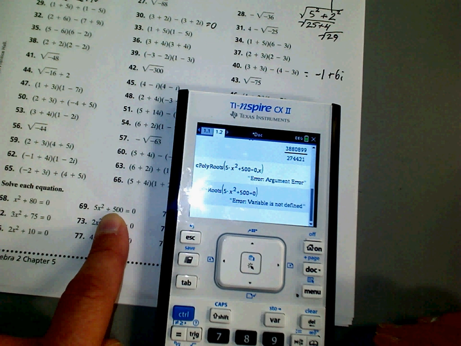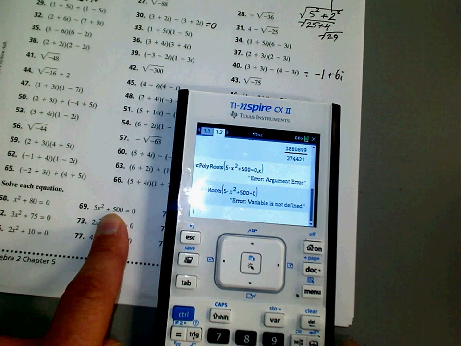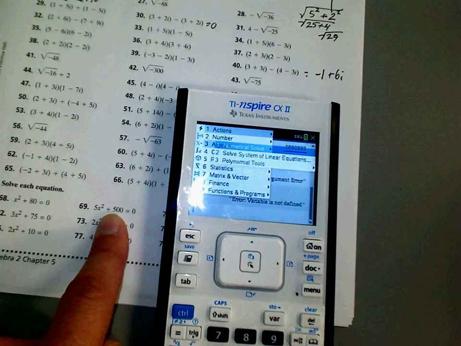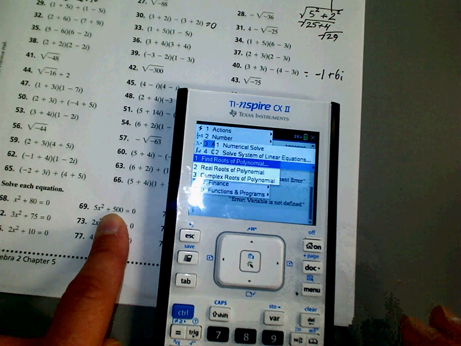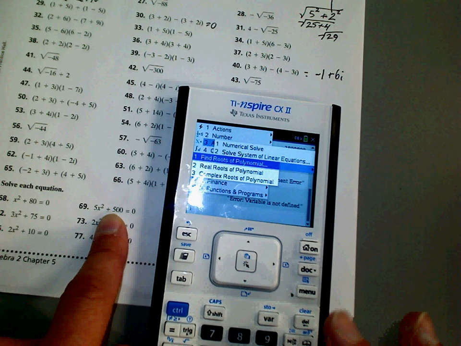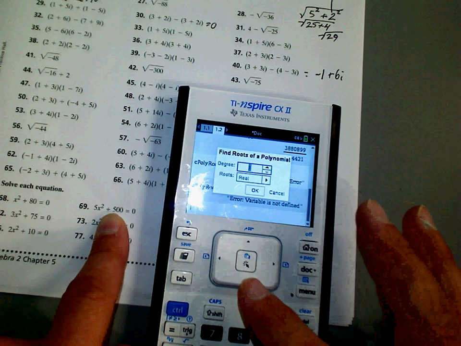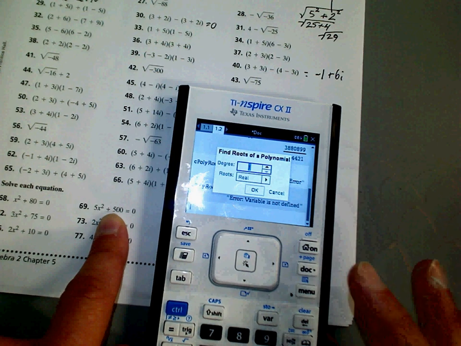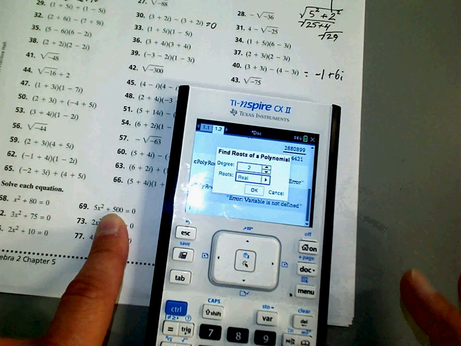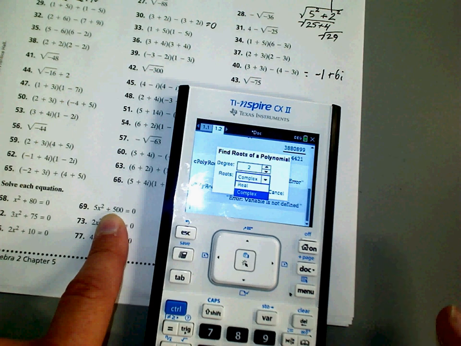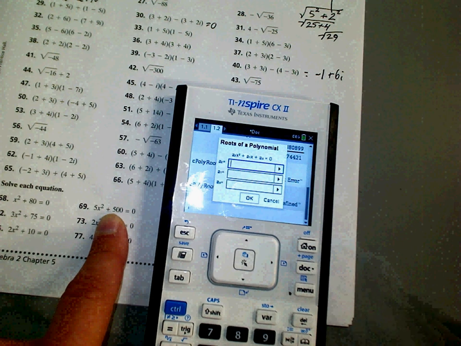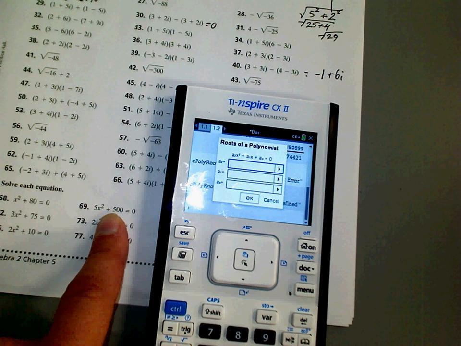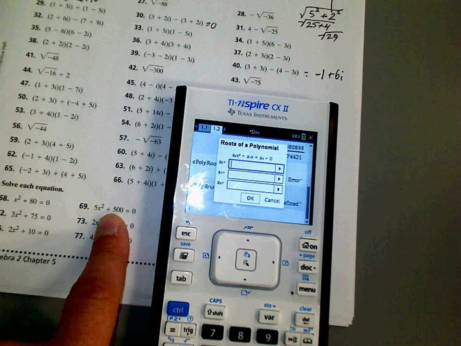Let me go back to menu, algebra, find roots. I'm going to try this. Still 2. Tab down, I'm going to say complex there. That's a little easier. Now it should work.